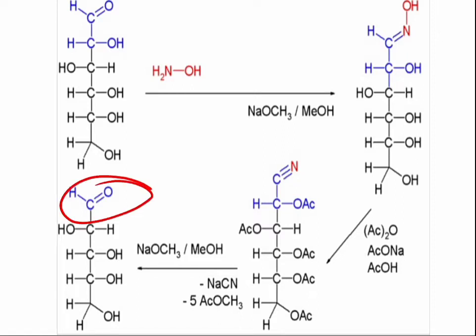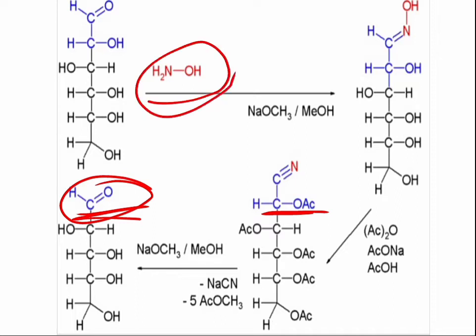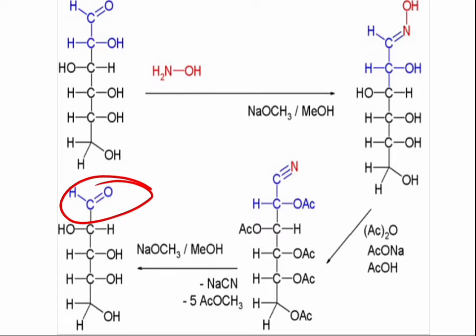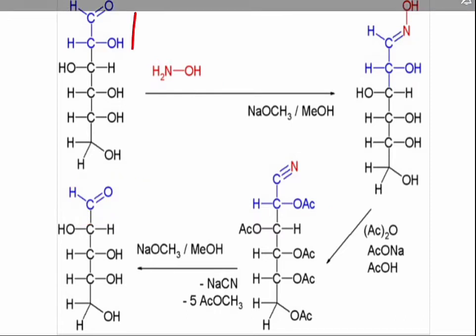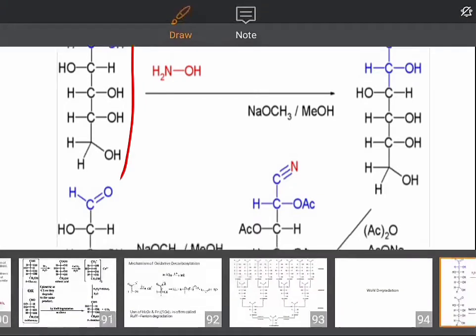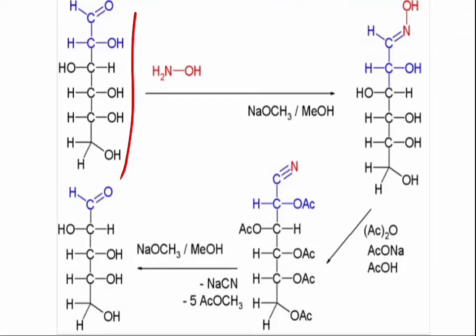But this is actually a lower one because this carbon is forming the aldehyde here. This is actually almost similar to the Ruff degradation, but the process is a little bit different, and here hydroxylamine is being used. So you are converting an aldohexose to an aldopentose by Wohl degradation.